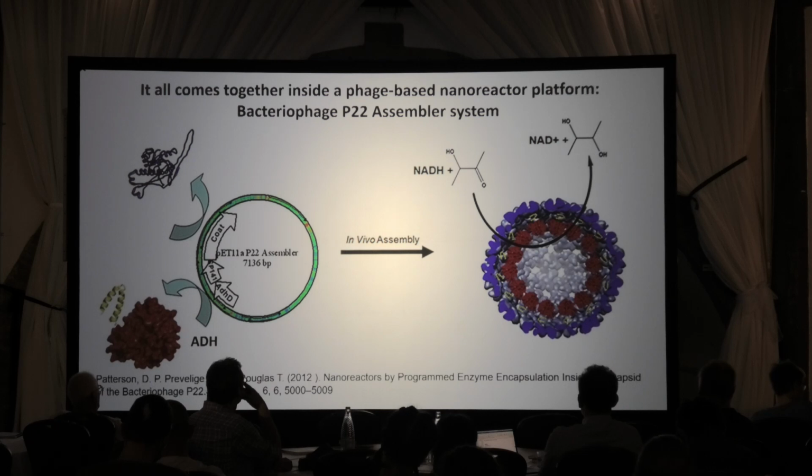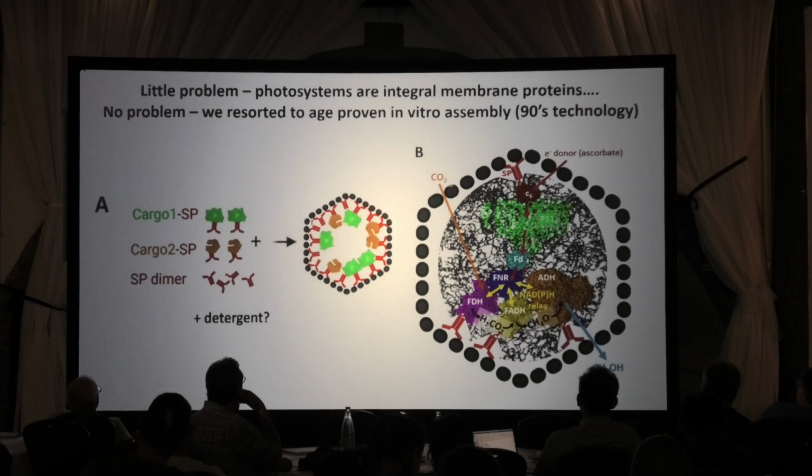So this is all great, and this can be done in E. coli cells. You clone your target into the assembler, and this will assemble in E. coli, but we have a problem because the photosystem is a large assembly. It is built of more than 50 proteins, 50 subunits and pigments.